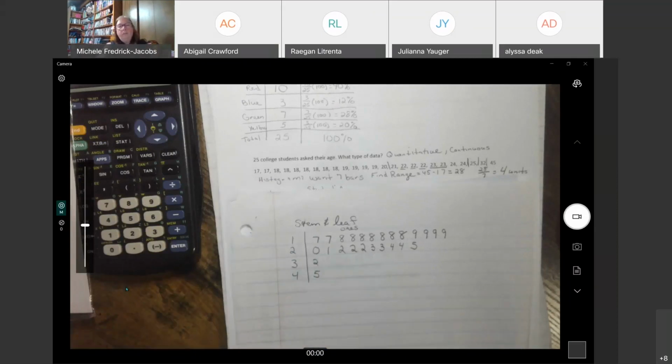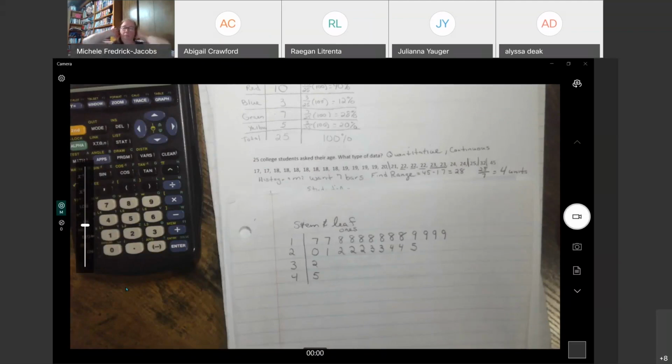So it's just another way of organizing your data. You know how many 10s, 20s, so students in their teens, students in their 20s, students in their 30s, and students in their 40s. Any questions on the stem and leaf? We will stop there. Any questions on anything?